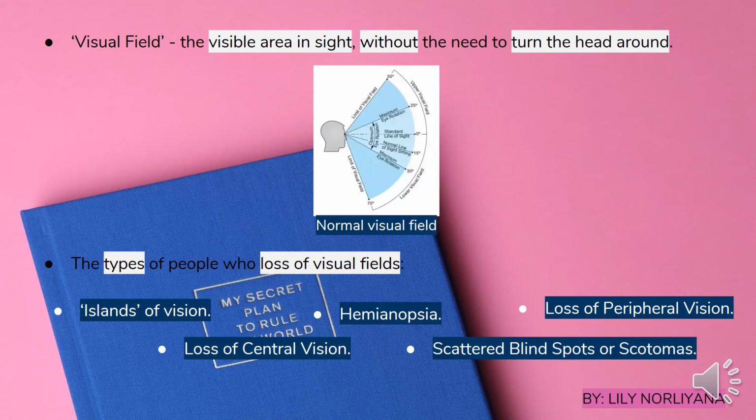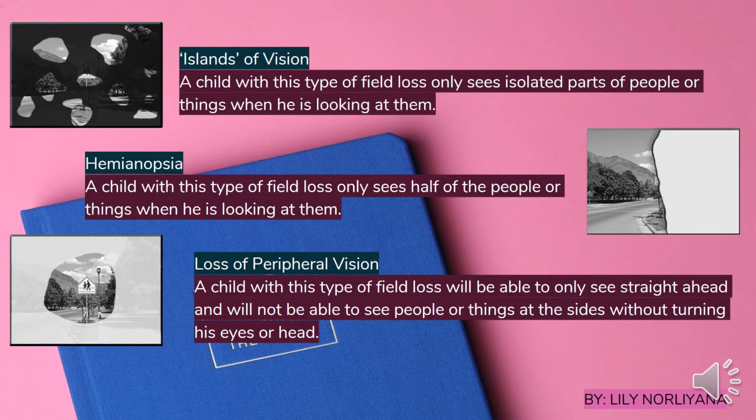There are 5 types of people who lost their visual fields. Number 1, island of vision. Number 2, hemianopsia. Number 3, loss of peripheral vision. Number 4, loss of central vision. And number 5, scattered blind spots or scotomas. Island of vision: a child only sees isolated parts, and this type will be determined by how big, how many, and where the islands of vision are.